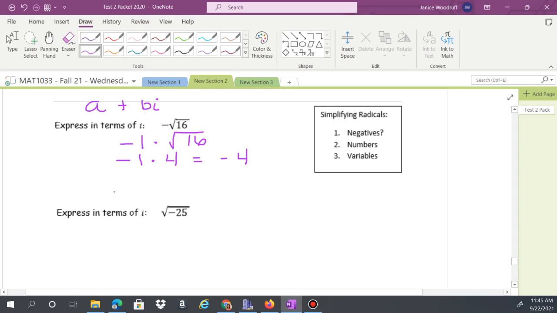If there's no i term, you're going to write it like this. I know it looks weird, but we're learning about complex numbers here. So there is no i term in this. We're just putting it in terms of i: -4 plus 0i.